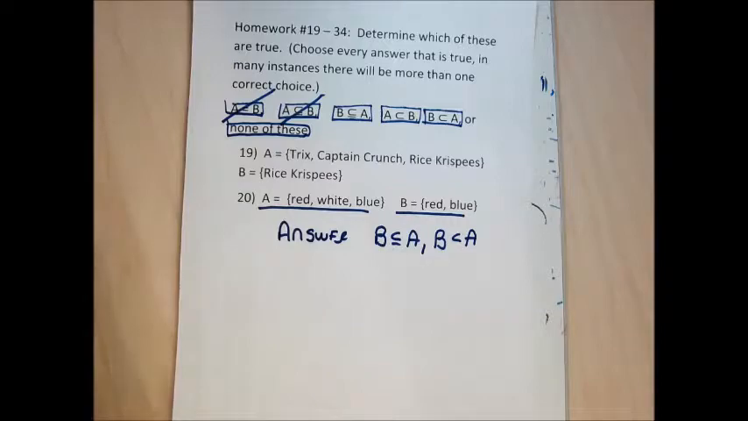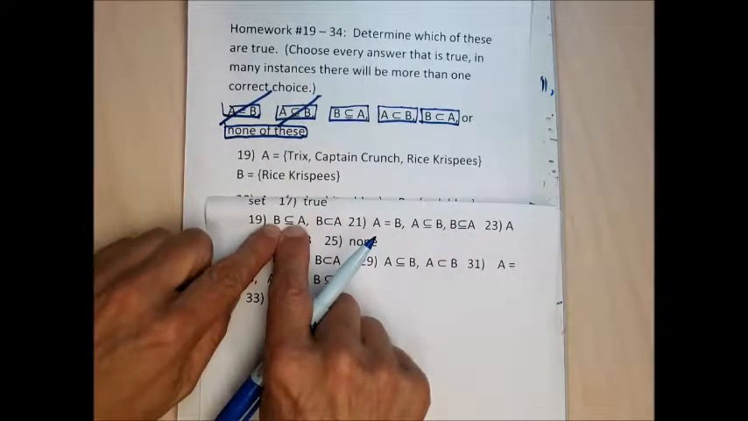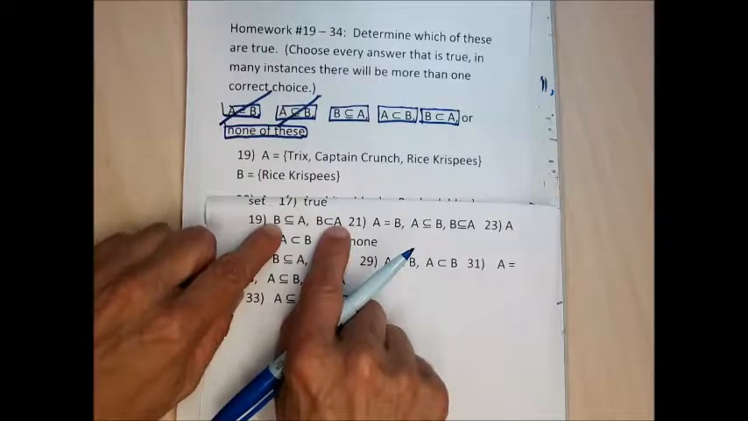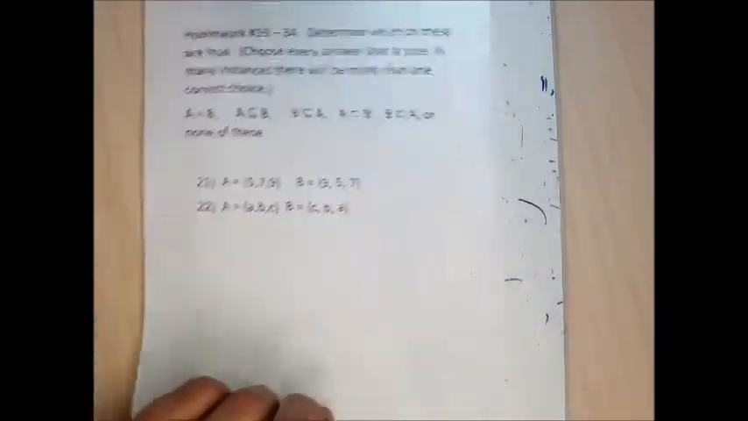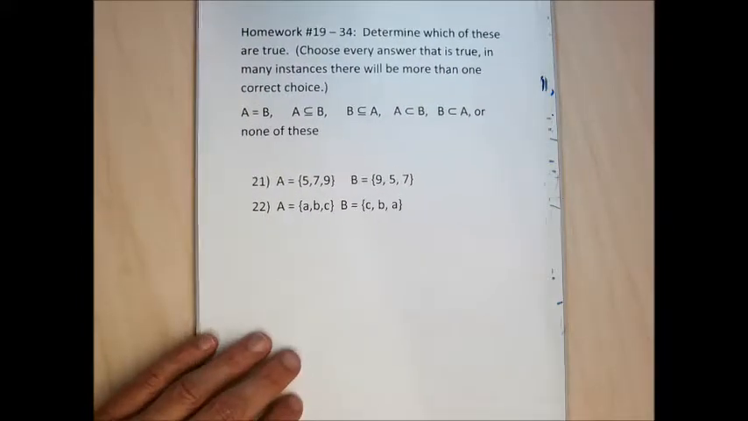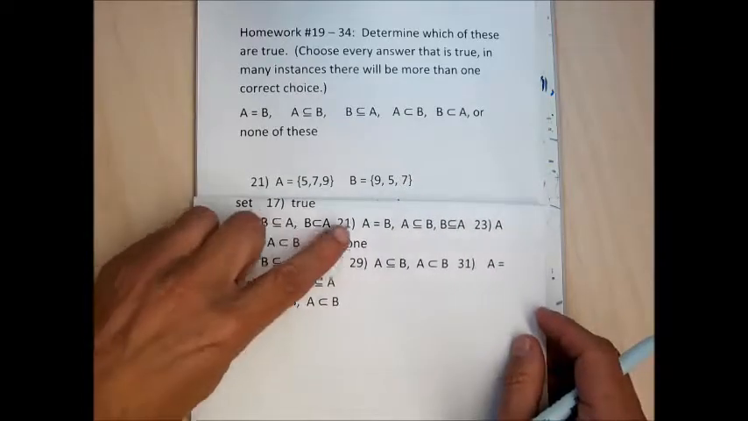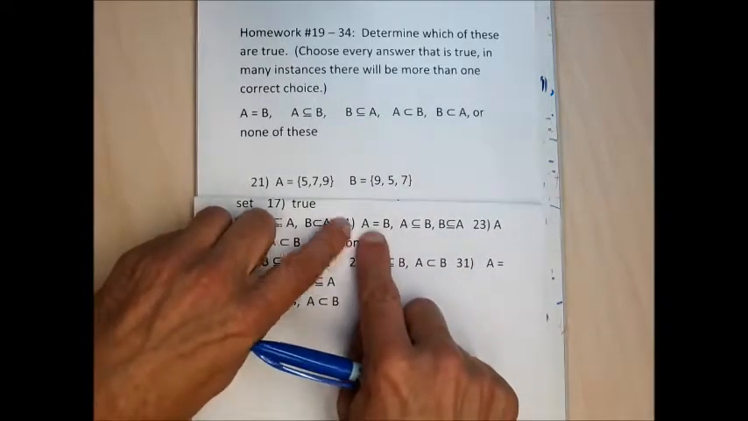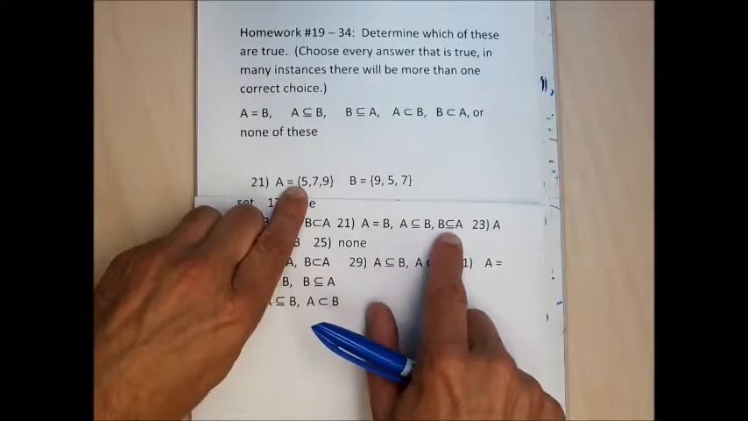When you go to do your problem 19, the answer to 19 is exactly the same. B is a subset of A, and B is a proper subset of A. I'm going to go through these kind of fast because I think you don't need my help so much. As a matter of fact, let me show the answer to 21 up here just in case you want to do it and fast forward through me doing problem 22. The answer to 21, the three symbols that are true, are A is equal to B, A is a subset of B, and B is a subset of A.